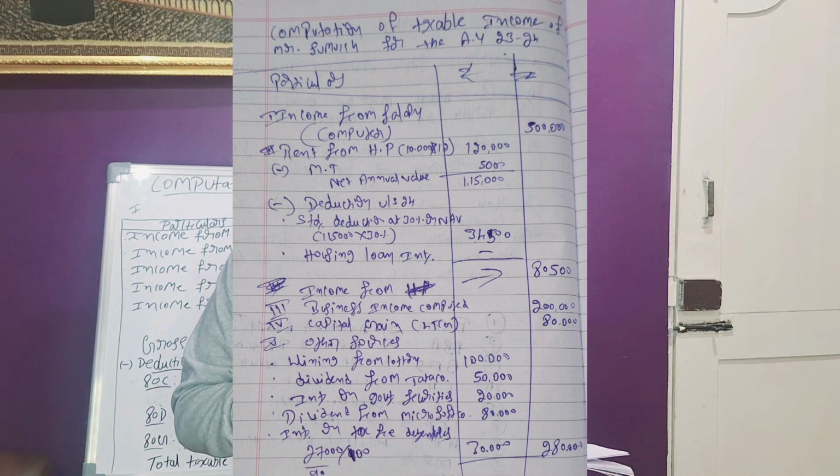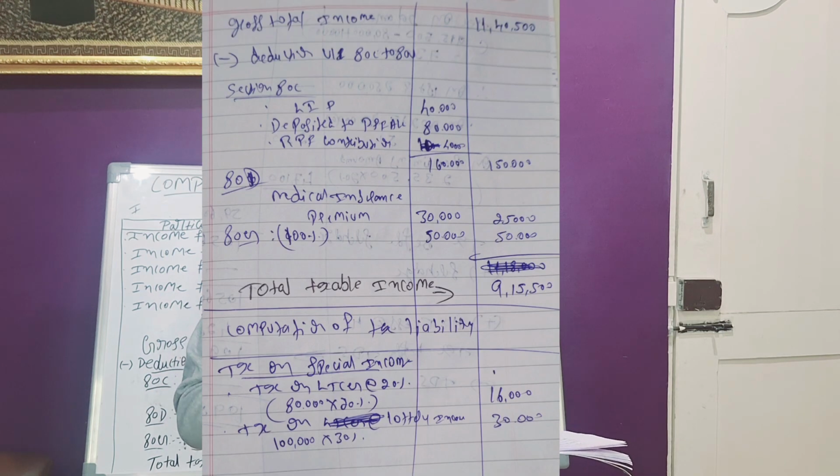Now, next page. If you add all these five heads, the answer is gross total income, that is 11,40,500. Then after that, next line, minus deduction under section 80C to 80U. Under section 80C, LIC premium, deposit to PPF, contribution to RPF, it is a total of 1,60,000. Make a note here. Under section 80C, an individual can claim only rupees 1,50,000. So they have spent 1,60,000, but they can claim only 1,50,000. Make a note of this.